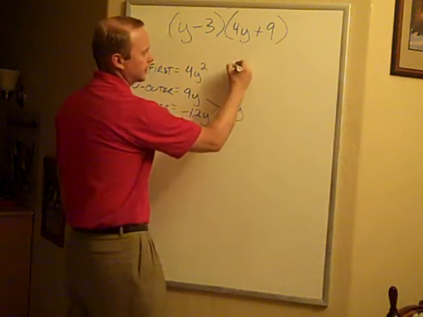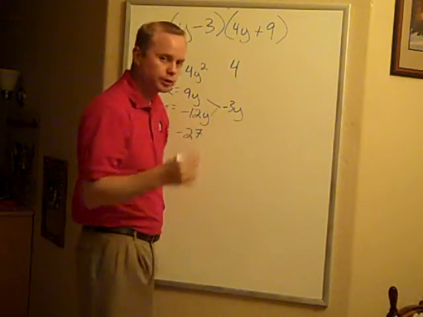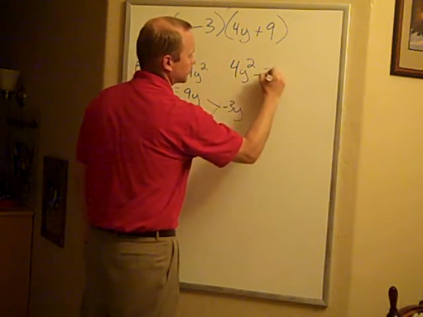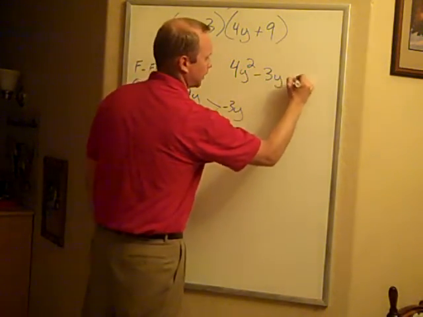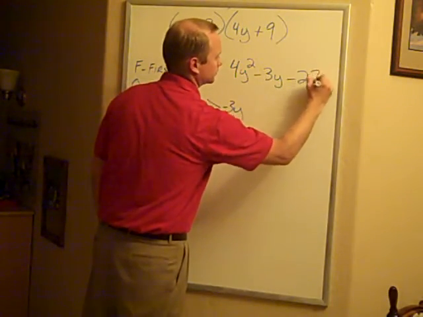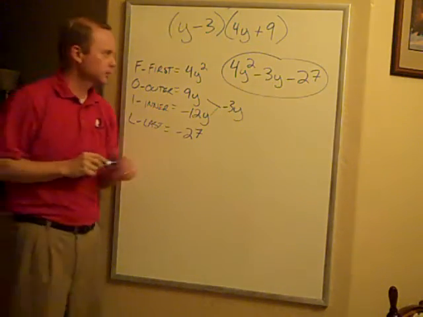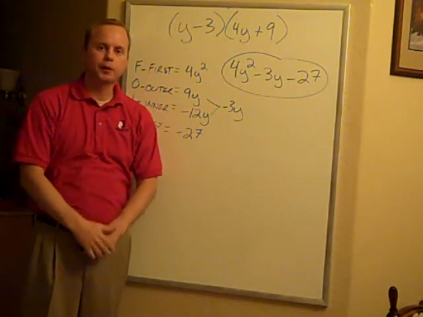Now when I combine all these together, I write them in descending order according to their exponent. 4y squared minus 3y minus 27. That is my answer. That is my product when I multiply those two binomials together.